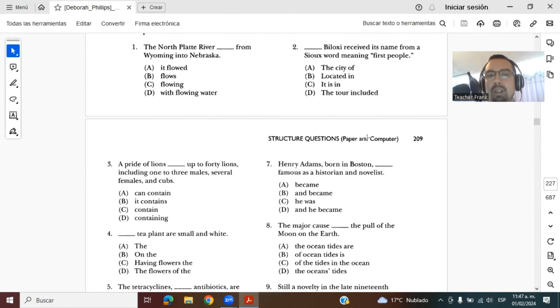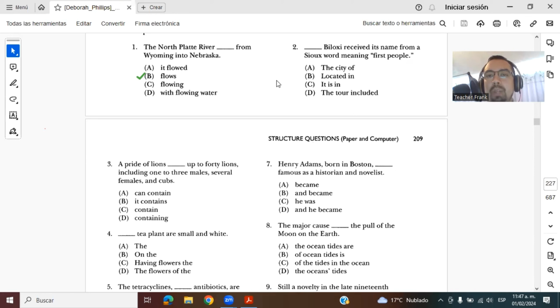So pause the video, answer these. These are multiple choice. That's how they come in TOEFL. And we'll check it in a moment. Okay, ready? Number 1 says the North Platte River from Wyoming into Nebraska. So it flows, flowing, or with flowing water. In this case, the correct answer is going to be B, flows, right? The North Platte River flows. We're missing a verb in this case.